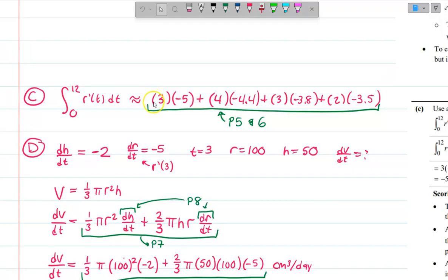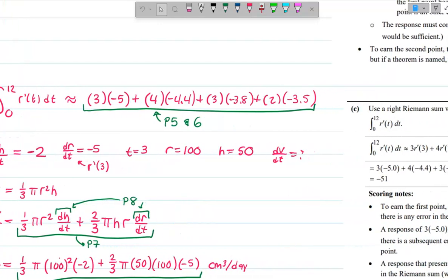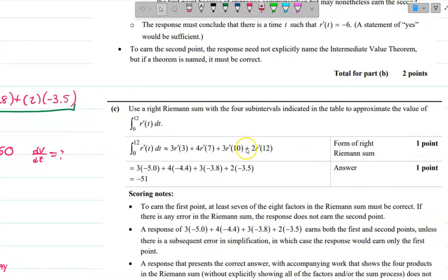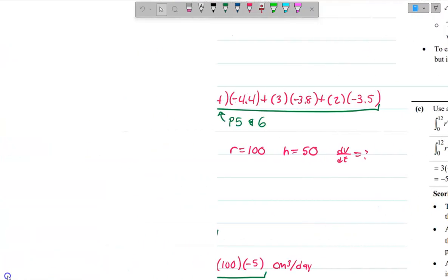So you will see here for this one is about the least amount of work you need here. At minimum, if you just simply write what I have here, you would earn both points 5 and 6. 5 for the right Riemann sum form, and then 6 for the answer, because this answer need not be simplified any more than you see here. And so you will see here, form of the right Riemann sum and answers, and then just as note here, there's that, what I said. That note right there owns both the first and the second point in this situation. You do not need to get the negative 51 answer here. No need to do arithmetic.